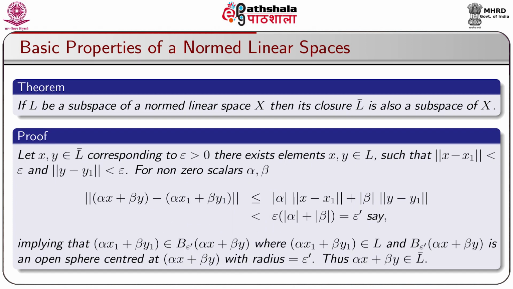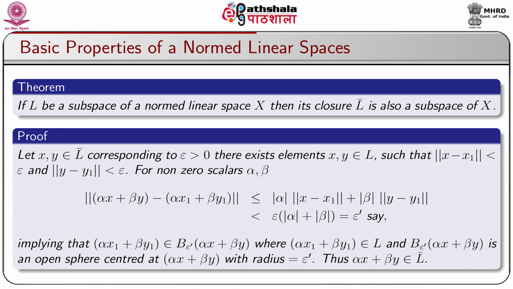Now, we get a theorem: if capital L is a subspace of a normed linear space X, then its closure L bar is also a subspace of X. The proof is like this: let x, y belong to L bar. So, corresponding to epsilon greater than 0, there exist elements x1, y1 belonging to capital L such that norm of x minus x1 is less than epsilon and norm of y minus y1 is less than epsilon.